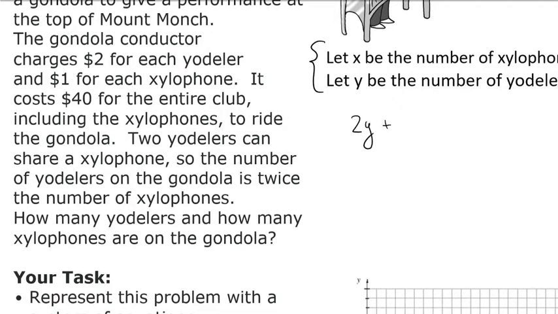The other equation I have is that every single xylophone costs $1. So I can say plus 1 times X, or I can just say X, right? But 1X or just X represents the amount of money I'm paying for the xylophones. Now, if I take the money that it costs for the yodelers plus the money it costs for the xylophones, I get a total amount of $40. So this is one equation in this system of equations. 2y plus 1x is 40 is representing the cost equation.